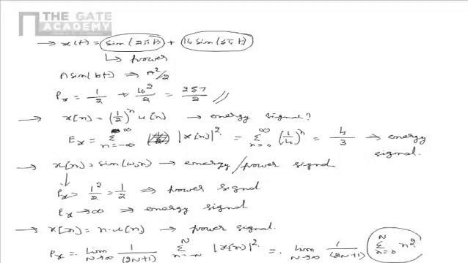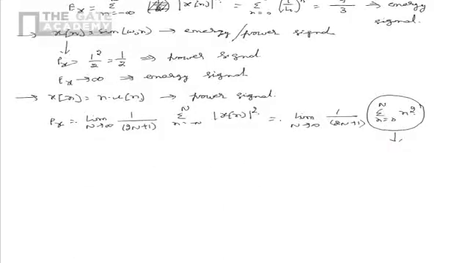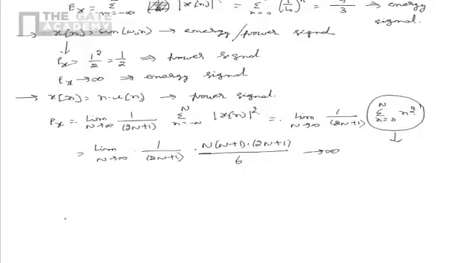This sigma n equal to 0 to n of n square is the sum of the first n squares. So this can be written as limit n tends to infinity 1 by 2n plus 1 multiplied by n into n plus 1 into 2n plus 1 divided by 6. So upon simplification, we see that this limit tends to infinity. From this, we see that the given signal is not power signal.